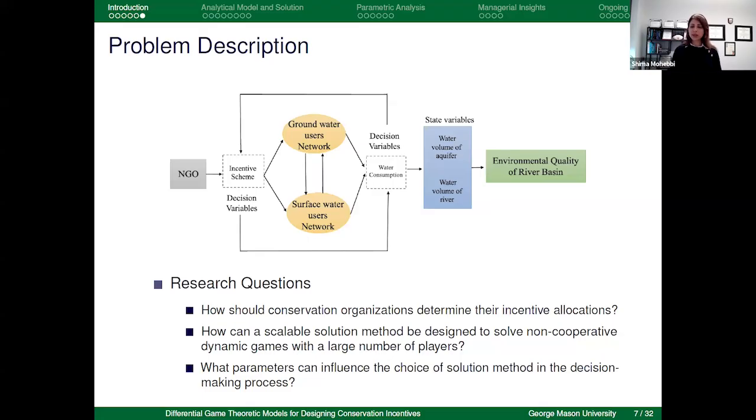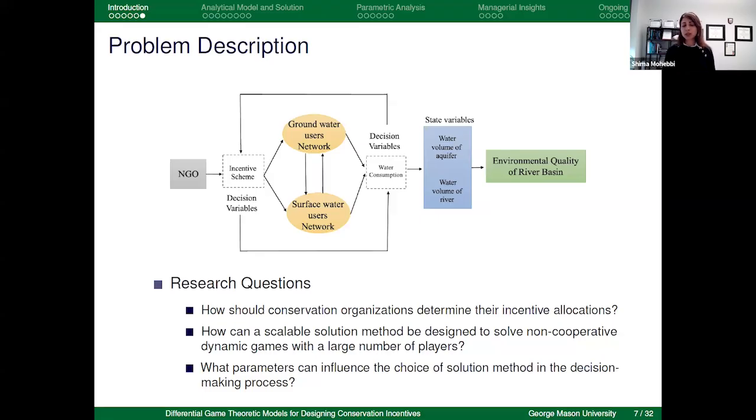Vertical interactions, on the other hand, refer to the relationships among decision makers in different subnetworks, such as groundwater users, surface water users, and the NGO, whose decisions mutually influence one another. As you can see, the state variables are the water volumes in the aquifer and the river, and these dynamics determine the environmental quality of the river basin.